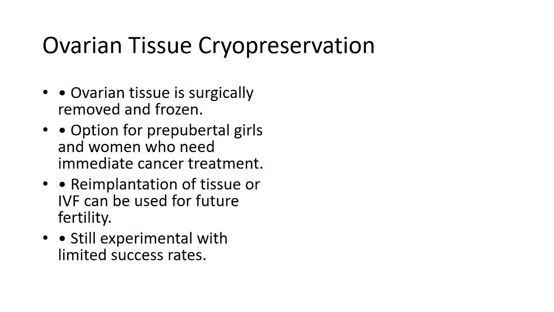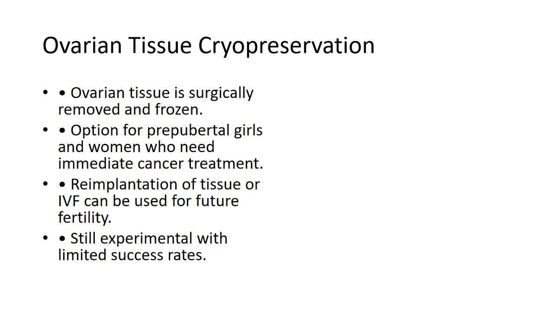3. Ovarian tissue freezing. Ovarian tissue cryopreservation. Ovarian tissue freezing involves removing and freezing ovarian tissue, which contains immature eggs, oocytes. This technique is particularly useful for young girls who have not yet reached puberty and women who need to start cancer treatment immediately and cannot undergo ovarian stimulation for egg retrieval.